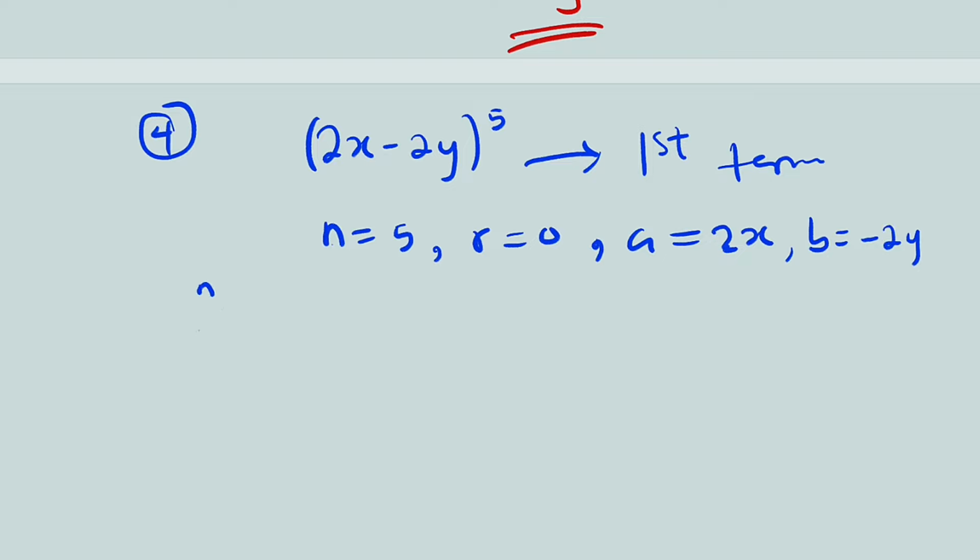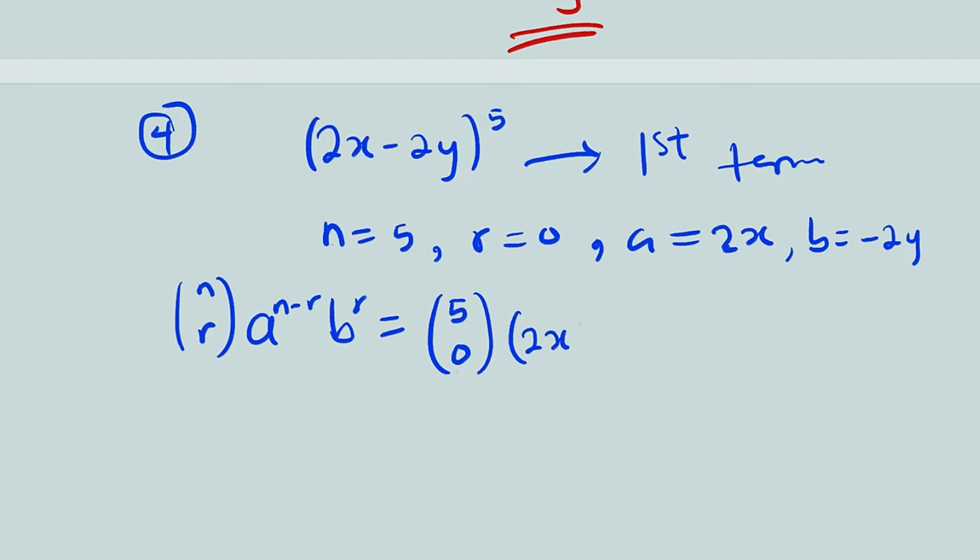Therefore, we have n combination r, a raised to the power of n minus r, b raised to the power of r, which is equal to n is 5 combination 0, a, which is 2x, raised to the power of n minus r, that is 5 minus 0, then b, which is negative 2y, raised to the power of 0. Also, you should remember that n combination 0 is equal to 1. Therefore, 5 combination 0 is also equal to 1.